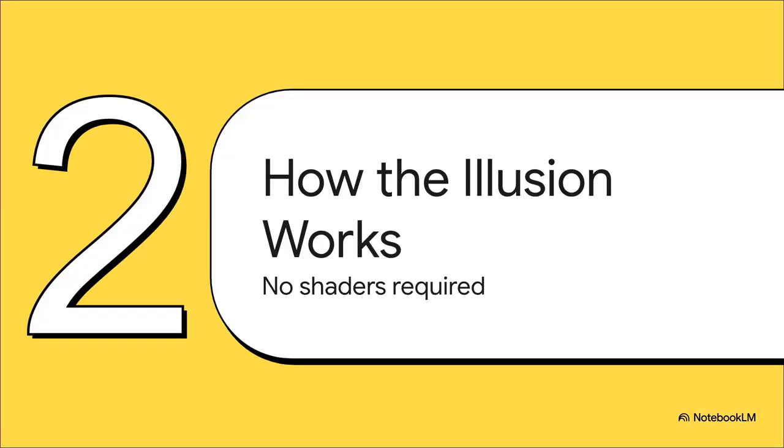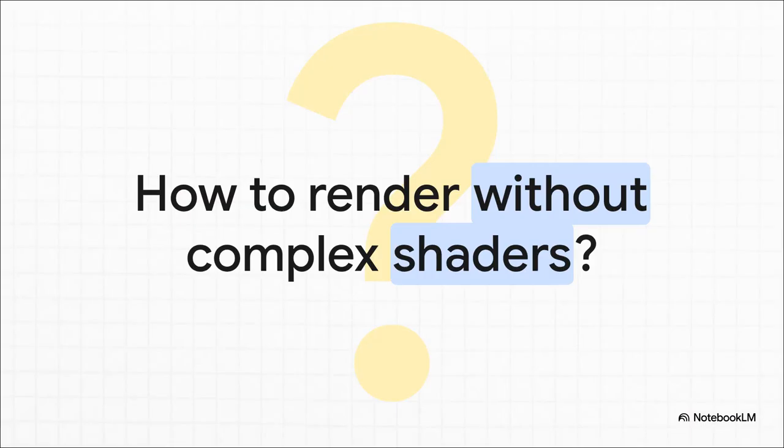Moving on to section 2, how the illusion works. And spoiler alert, no complex shaders required. Now, you might be fully expecting some heavy graphics code or custom GPU shaders to pull off that smooth, sweeping light effect. I mean, normally, to get a gradient to follow a rounded path, developers go straight for shaders. But guess what? There isn't a single shader in this entire repository.